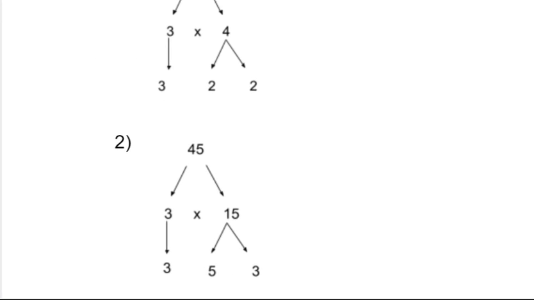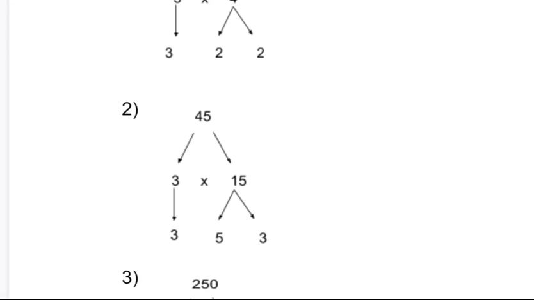45. So which two numbers give me 45? Well, 3 times 15 can give me 45. I can't further divide 3, but I can further divide 15 because it is a composite number. And which two numbers give me 15? Well, 5 times 3 does. And I cannot further divide 3, 5, and 3 because they are all prime numbers. So therefore, all the prime factors of 45 are 3, 5, and 3.